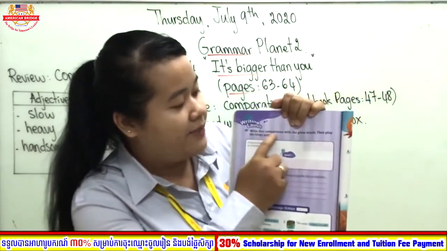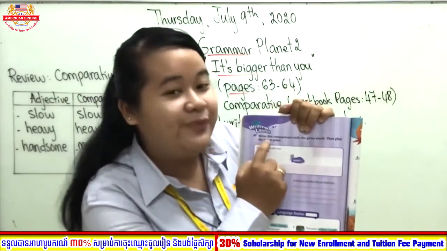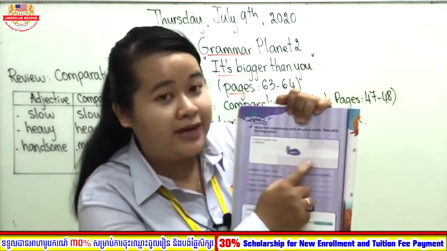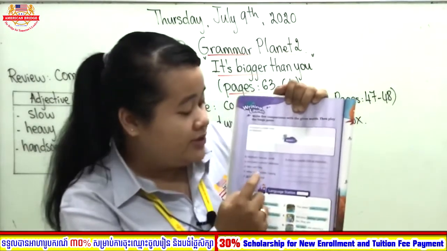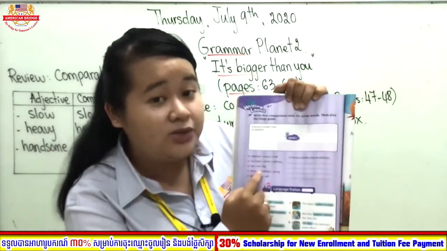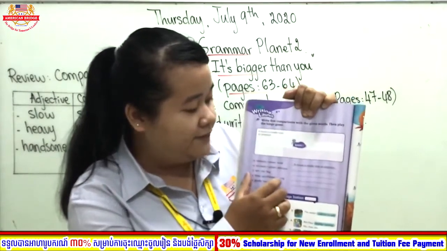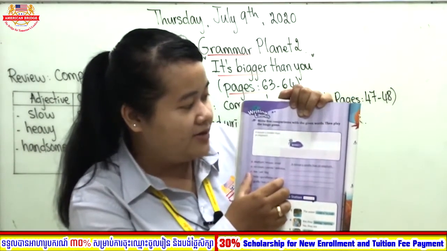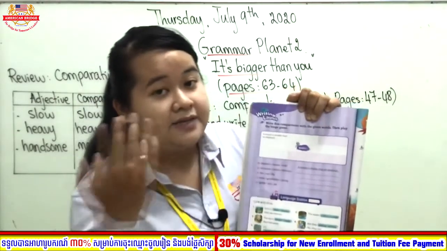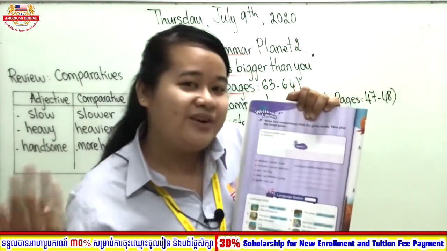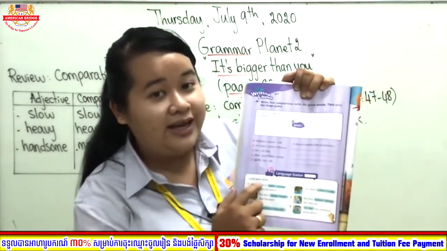Write 5 comparisons with the given words, then play the bingo game. So here is the bingo game, but before you play the bingo game, you need to arrange this sentence to the comparative one, and don't forget to use all of these 5 comparatives from this one to write into this one, okay? And after that you will get bingo.